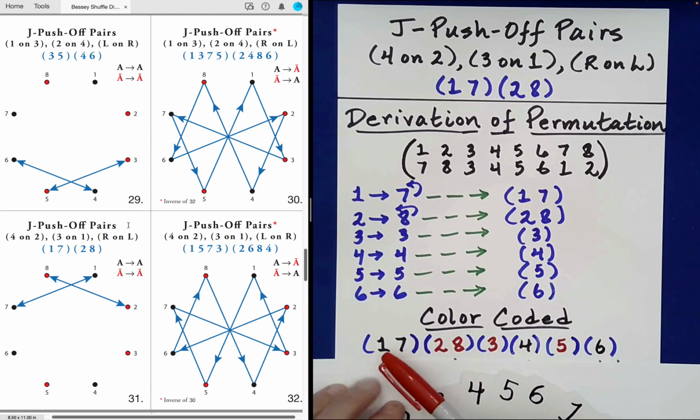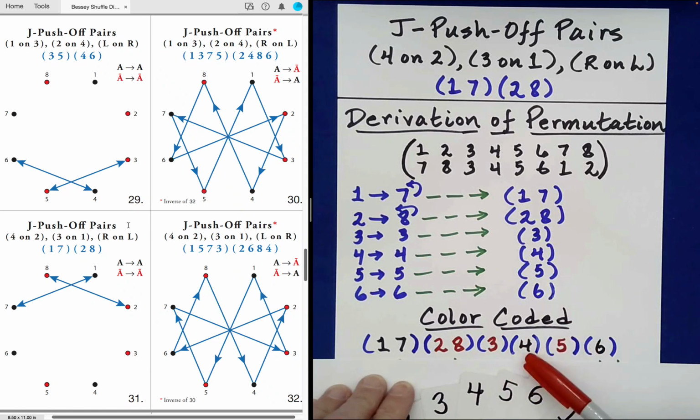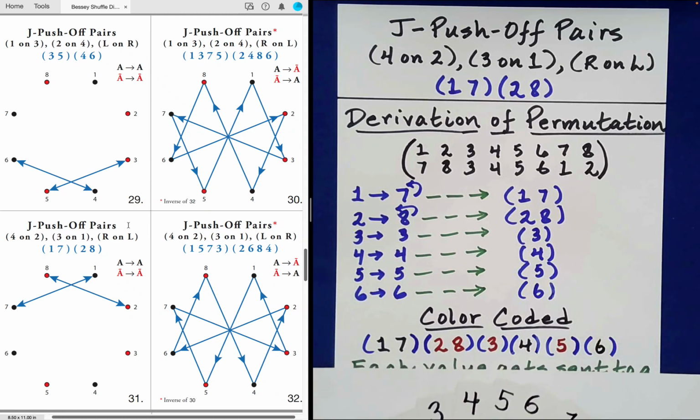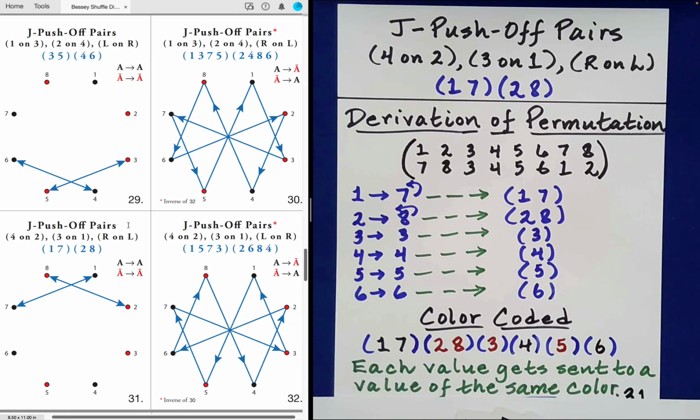Okay, so we see that black 1 goes to black 7, which returns to black 1. Red 2 goes to red 8, which returns to red 2. Red 3 gets assigned to itself. Black 4 gets assigned to itself. Red 5 gets assigned to itself. Black 6 gets assigned to itself. So here we have the following. Each value gets sent to a value of the same color. So we do not have an inversion of the sequence in this particular case.